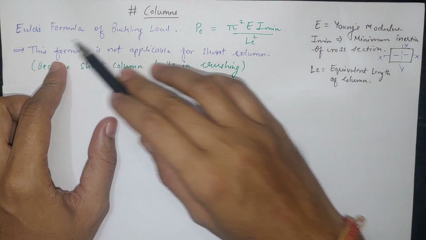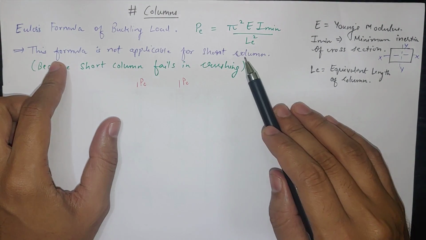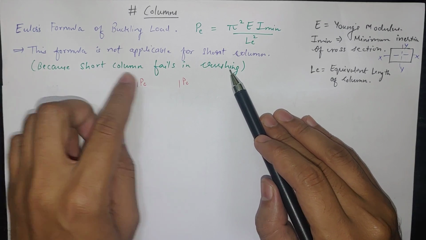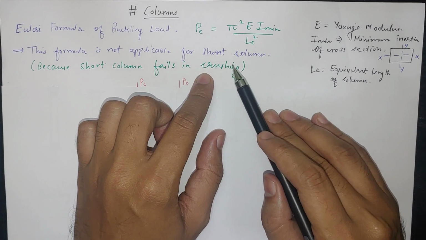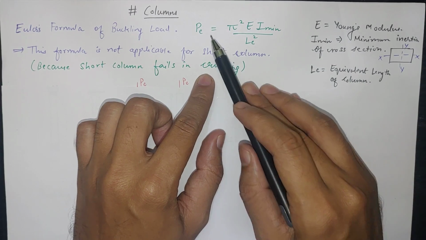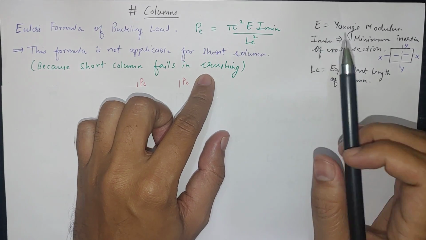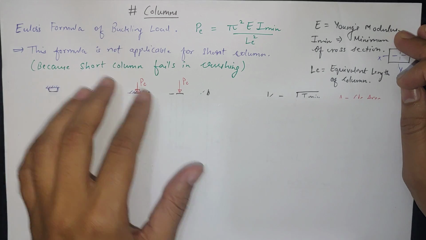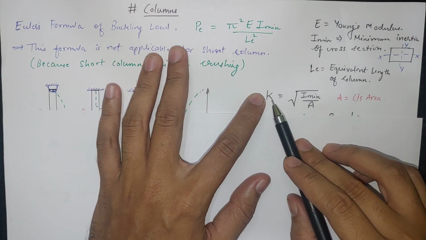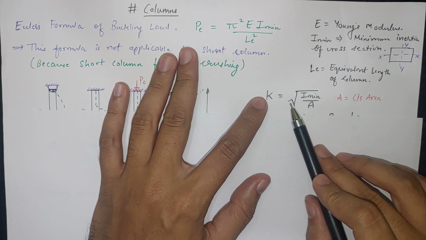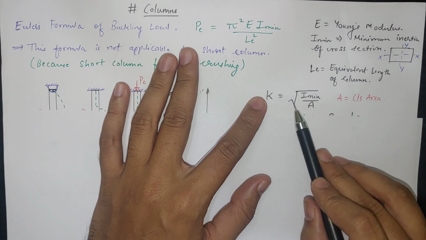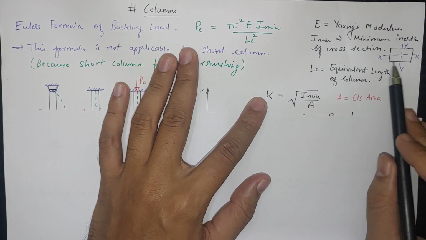Now this formula is not applicable for a short column because a short column fails in crushing. If the length of the column is small, then it cannot buckle, right? So it will fail in crushing, and this formula is not applicable. For that we have a different formula, called Rankine's formula. Now k, the radius of gyration, is the square root of I minimum divided by the cross-sectional area. So k is the square root of I minimum divided by the area of the column.